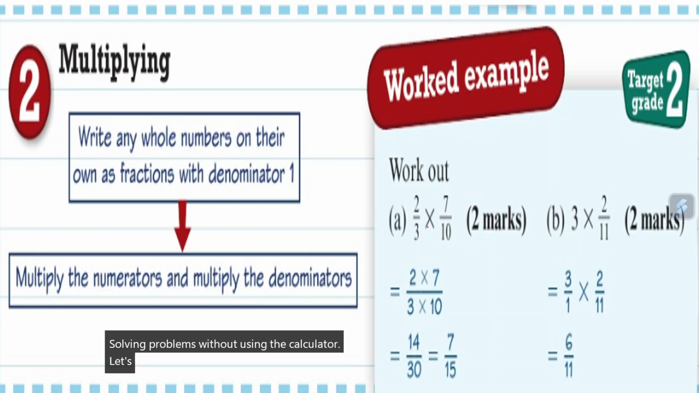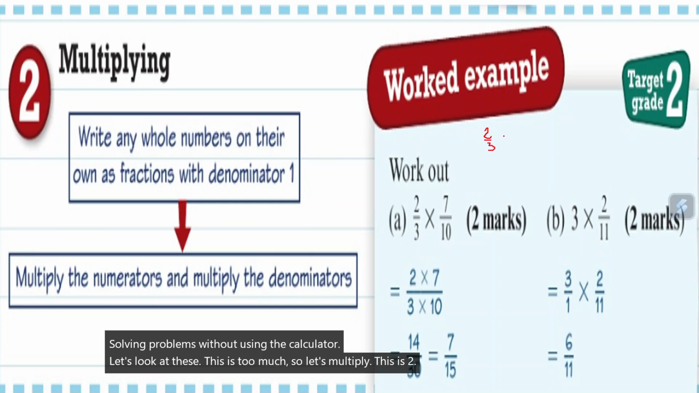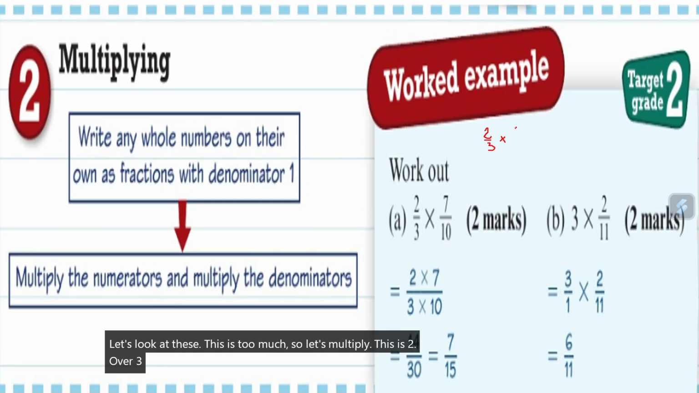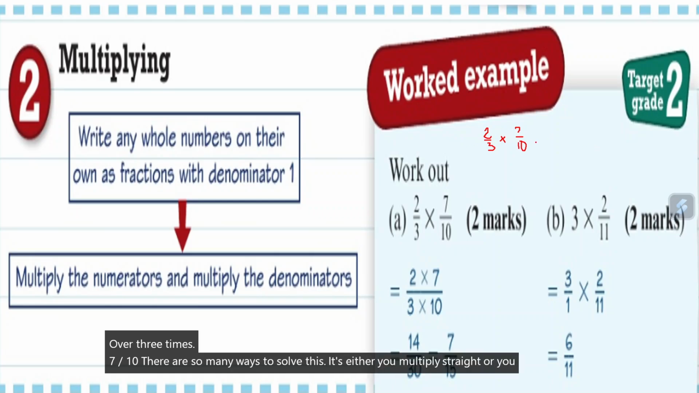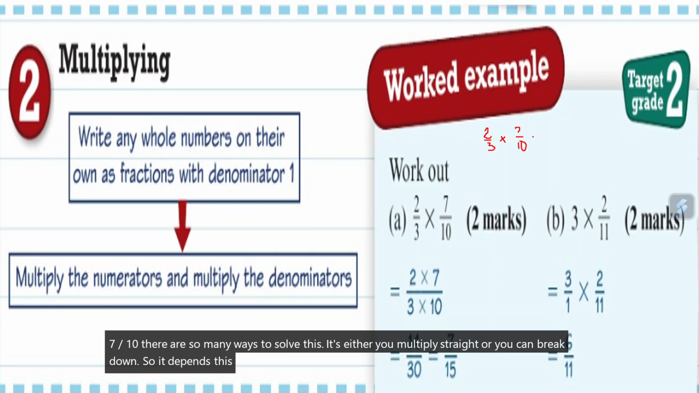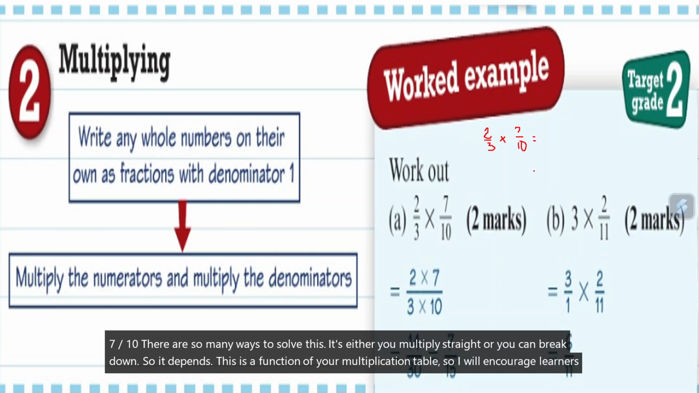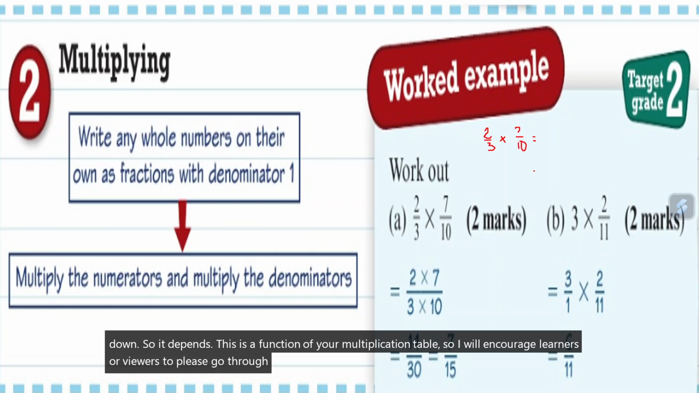Let's look at this. This is 2 marks. So let's multiply this. This is 2 over 3 times 7 over 10. There are so many ways to solve this. It's either you multiply straight or you can break down. So it depends. This is a function of your multiplication table. So I will encourage learners or viewers to please go through their multiplication table. That will help them solve problems like this. As mentioned earlier, you can always multiply straight or you can break this down.